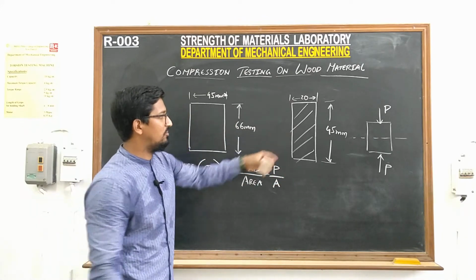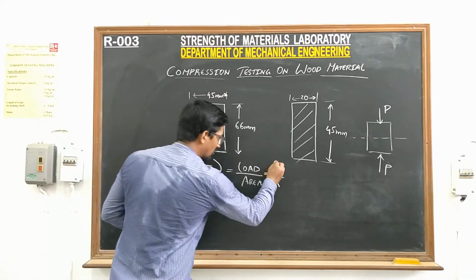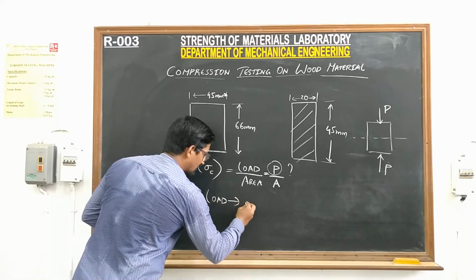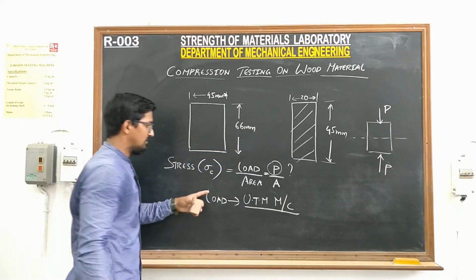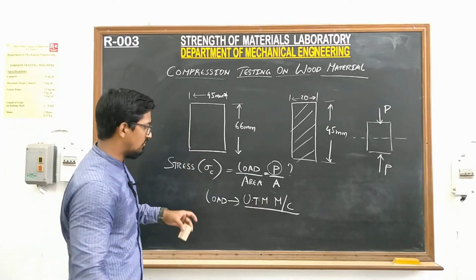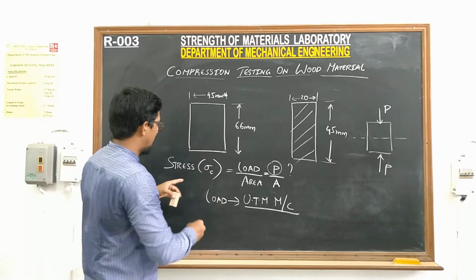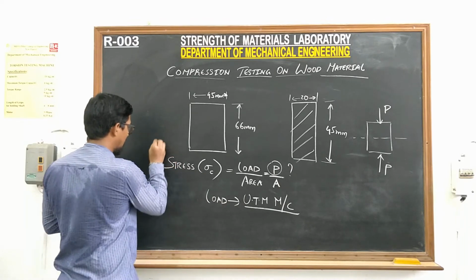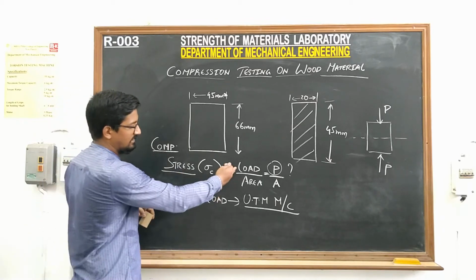The area we already know, this is the cross sectional area, 45 into 20 mm, and this load we will get from the UTM machine, or we can say universal testing machine. This load will be applied on this specimen by means of a UTM machine. So we get the load value from the UTM machine, and when we have the load and the cross sectional area, we can directly calculate the compressive stress. The compressive stress can be calculated by load by area.